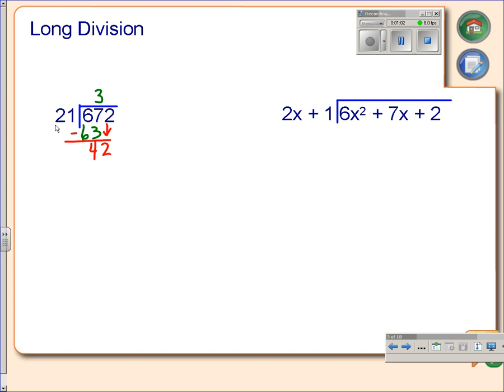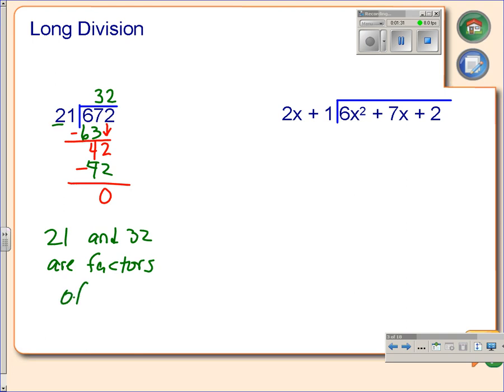And then you bring down the 2 and you do it again. How many times does 2 go into 4? Twice. So 2 goes up top. Multiply 2 times 21, which is 42. And we subtract and we get 0. So 21 goes into 672 32 times with no remainder, which means 21 and 32 are factors of 672. So we're going to do exactly the same thing with polynomial long division.